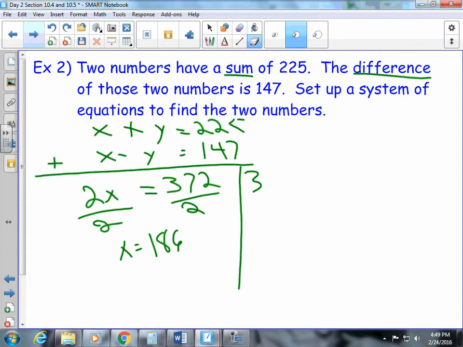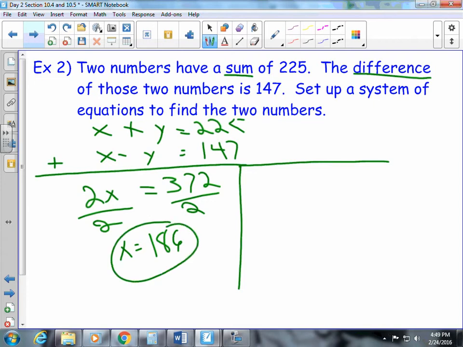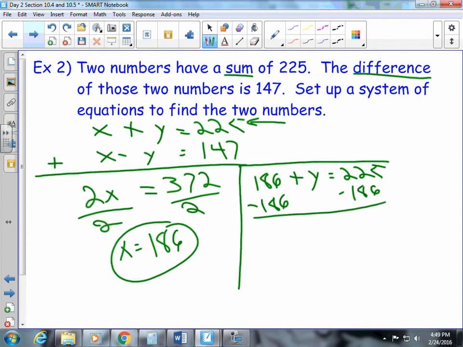And then the second step, I'm sorry, the third step is exactly the same as what we talked about before. I guess we don't really need to call it step 2 and 3 because there's really only 2 steps here. So we can call the second step. And now I'm going to plug in 186 for one of the x variables. So I'll pick the first equation. So I got 186 plus y is equal to 225. Subtract 186 from both sides. Y is now equal to 39.